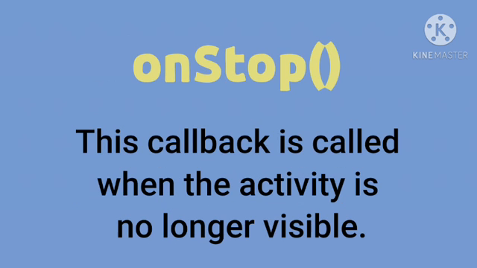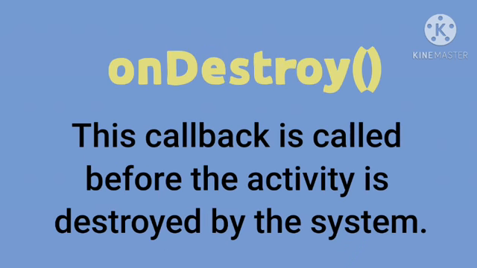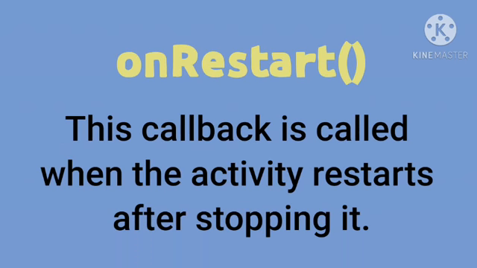Also we have the onStop method, and this onStop method is called when the activity is no longer visible. And also we have the onDestroy method. The onDestroy method is called before the activity is destroyed by the system, so definitely the onDestroy method is the last method in the app, just like the onCreate method is the first method that is called by the Android system. We also have the onRestart method, which is the last method I'll talk about.